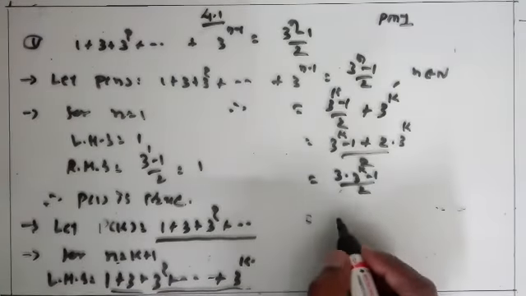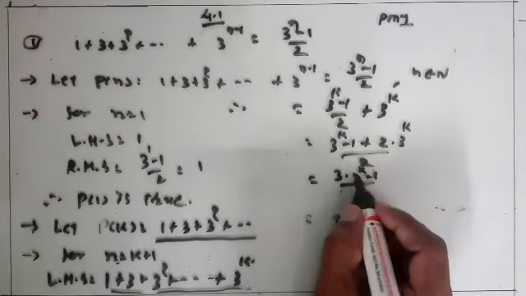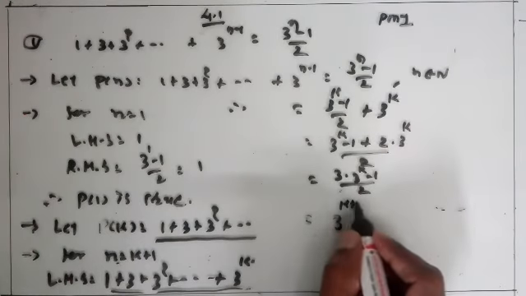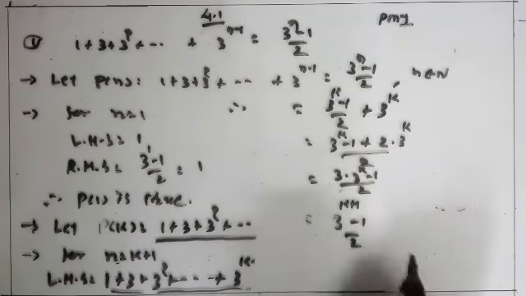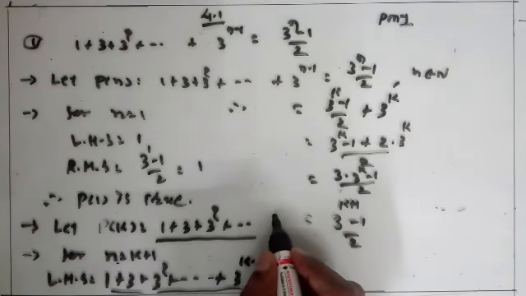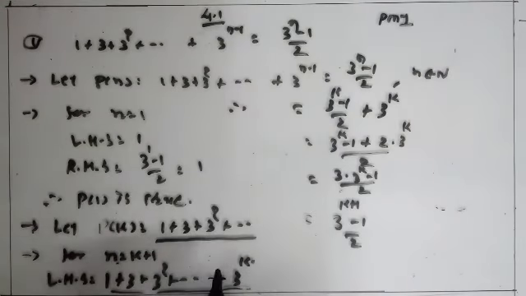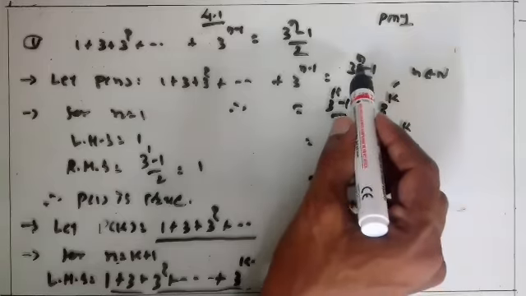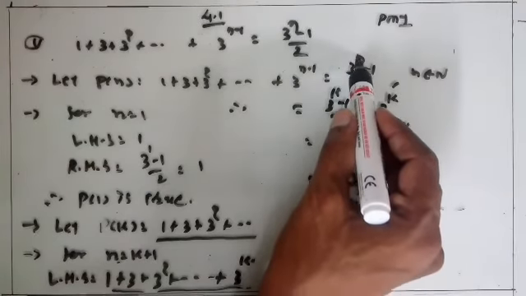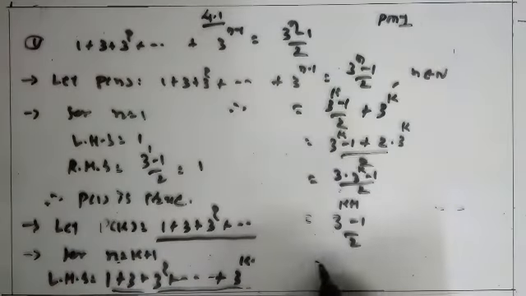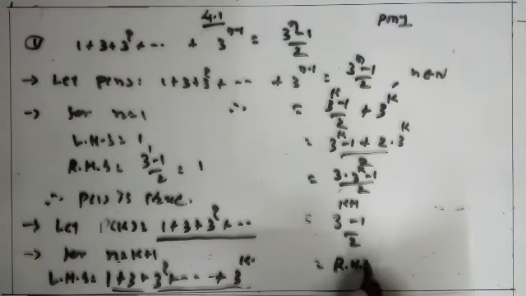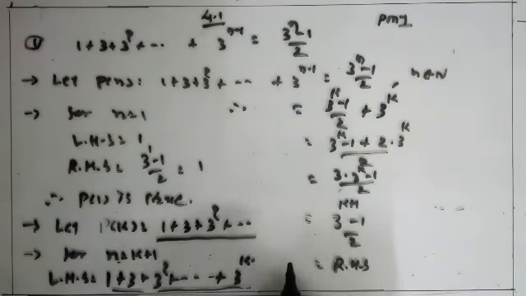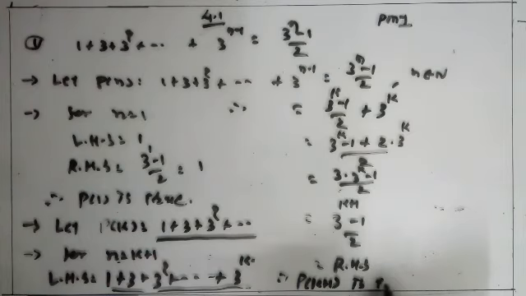So this becomes 3 raised to 1 into 3 raised to k, which is equal to 3 raised to k plus 1 minus 1 upon 2. So this is Pk plus 1. That is, here replace n by k plus 1: 3 raised to k plus 1 minus 1 upon 2. So this becomes the right hand side. So left hand side is equal to right hand side for n is equal to k plus 1. Therefore we say that Pk plus 1 is true.